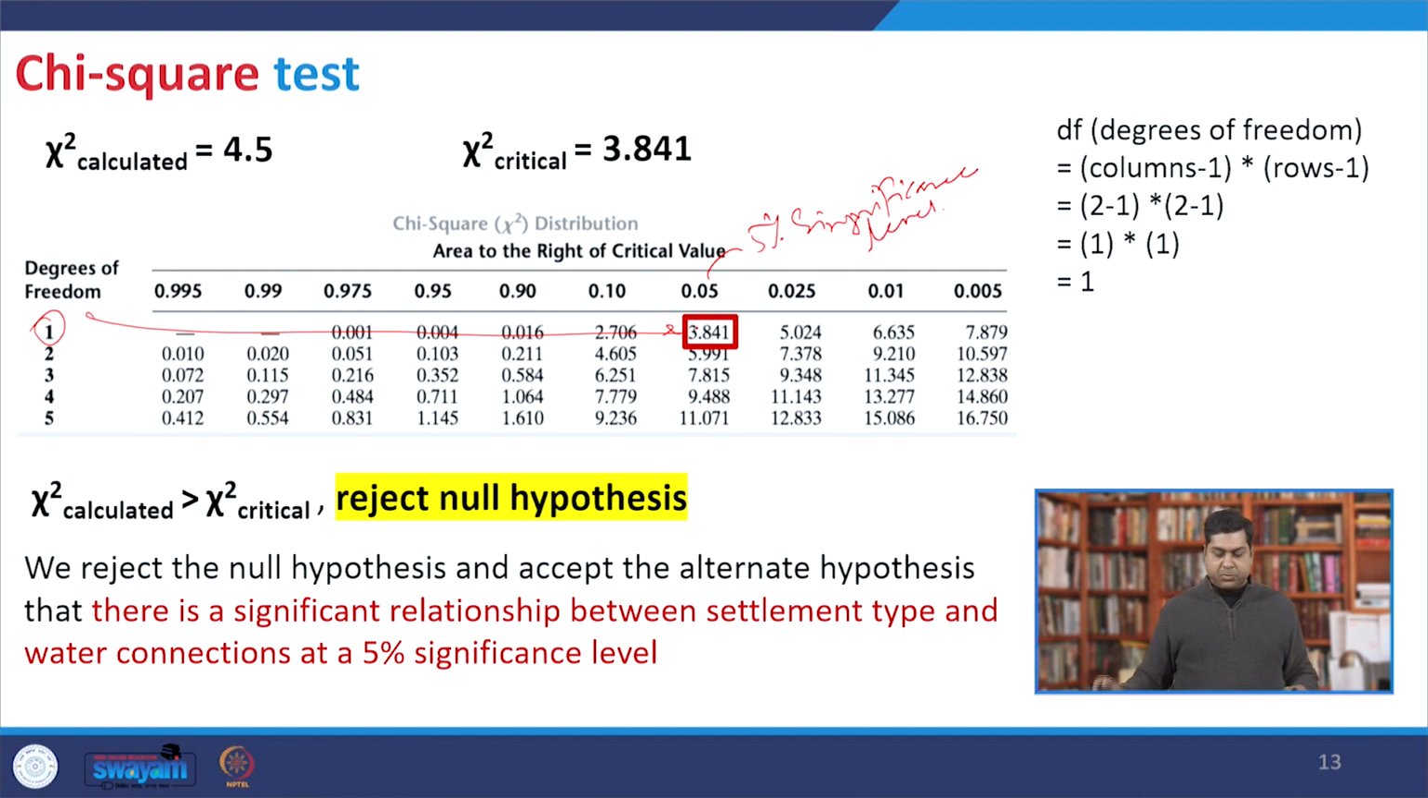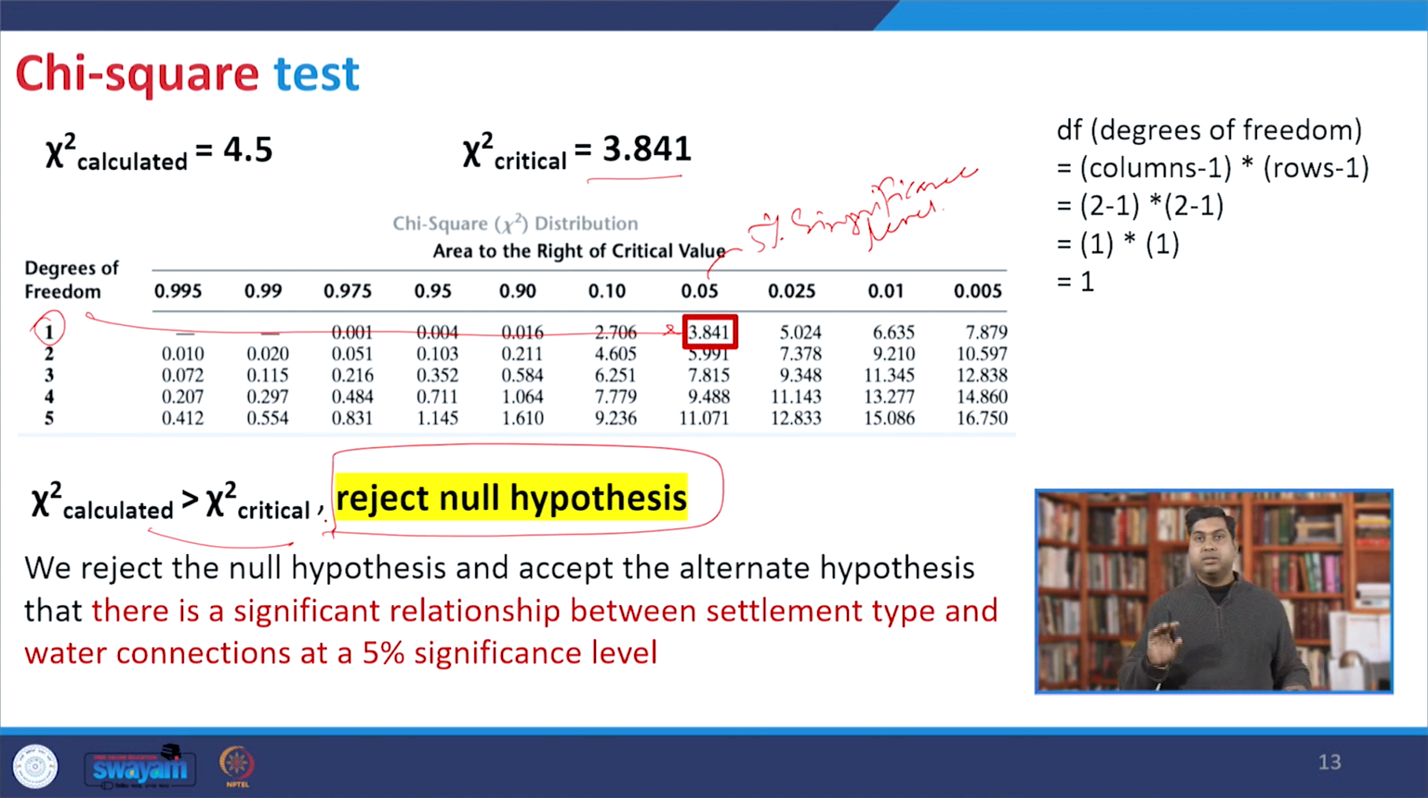So the value is 3.84, and what was our calculated value? 4.50. Now here the chi-square calculated is greater than chi-square critical, because 4.5 is higher than 3.84. So whenever it is higher, the condition is that we have to reject the null hypothesis. So that's the decision.